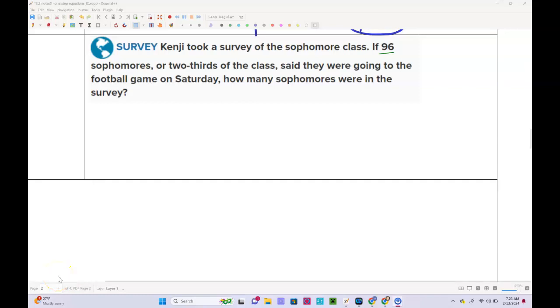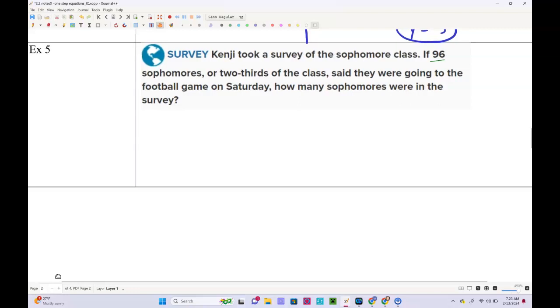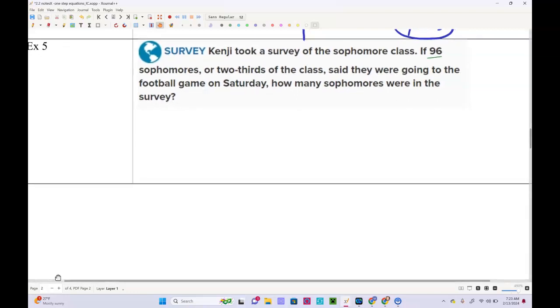All right, let's throw in this last problem on our notes. This is example 5, and we just have a word problem here. Again, we're going to try to write as a one-step equation. So let's read it first.